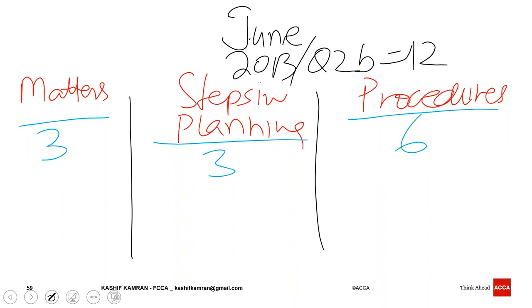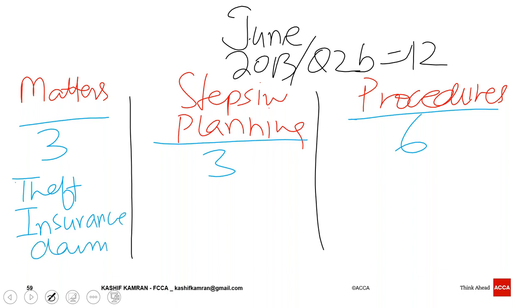Now, matters is not MTR here. The matter is for theft. The matter is for insurance claim. We are not writing matters for MTR. We're writing matters for theft and insurance claim because that was so clearly given in the question, right?